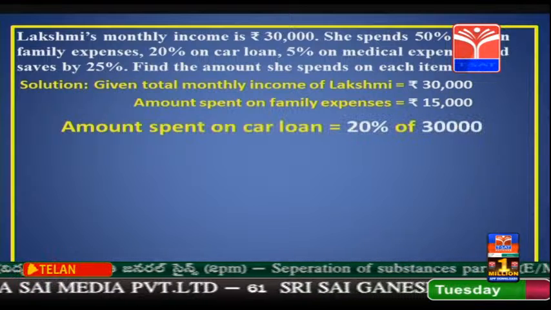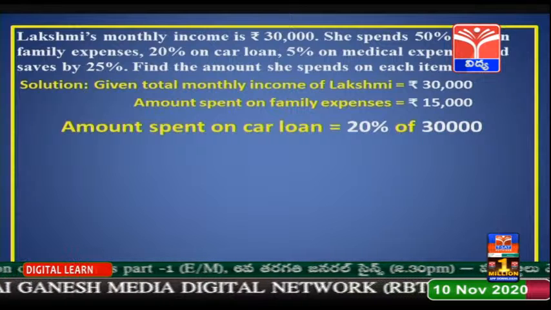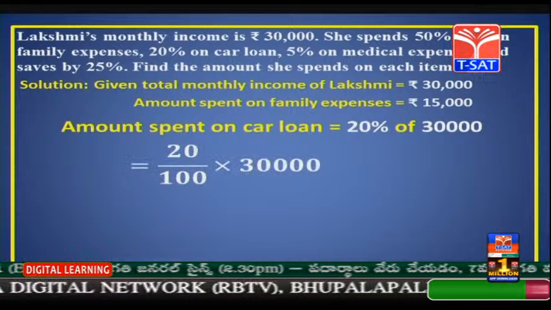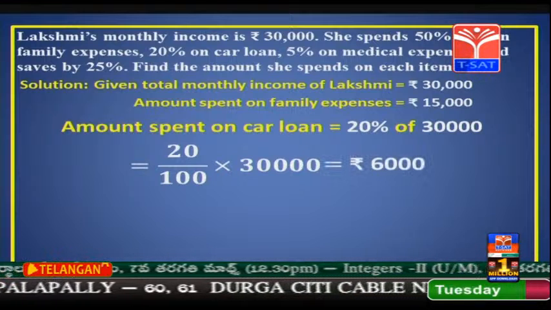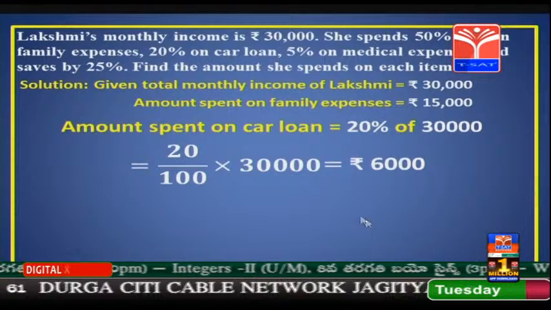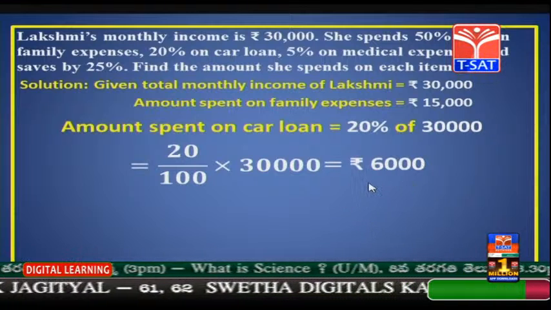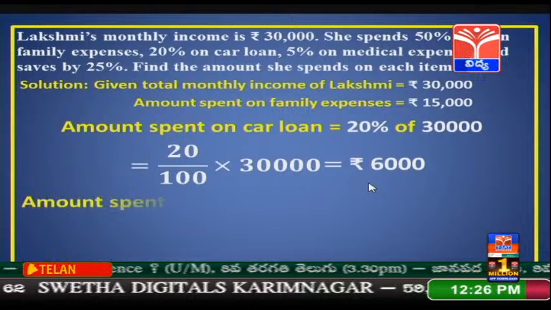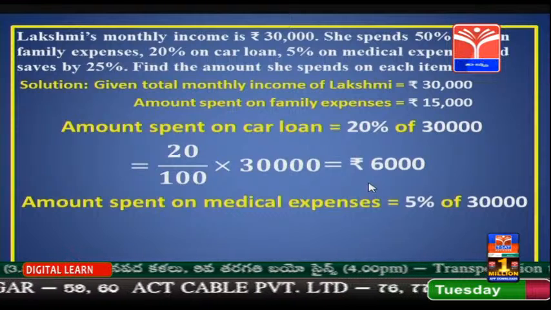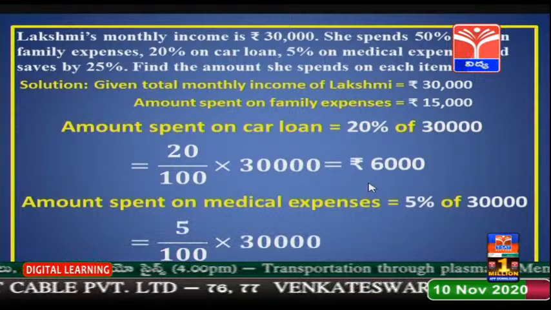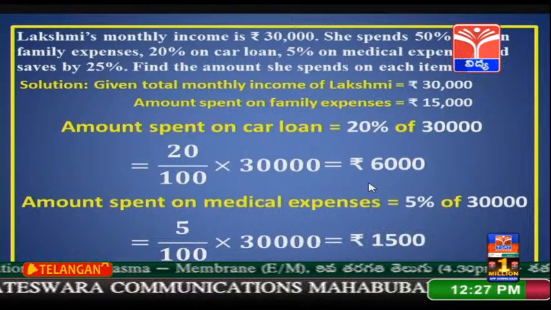What is the amount she spent on car loan? 20%. So, 20% of 30,000, that is 20 by 100 into again 30,000. So, here again on simplification you get 6,000 rupees. So, this 6,000 rupees is the amount she is spending on car loan per month. Next, on medical expenses she spends 5%, that is 5 by 100 into 30,000. Again on simplification you get this as 1500 rupees.